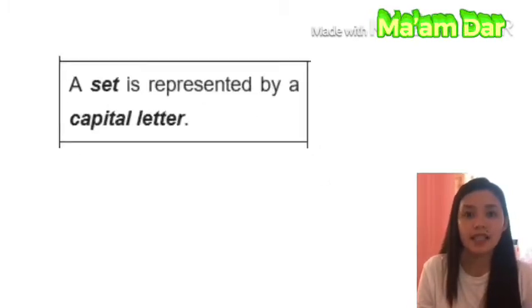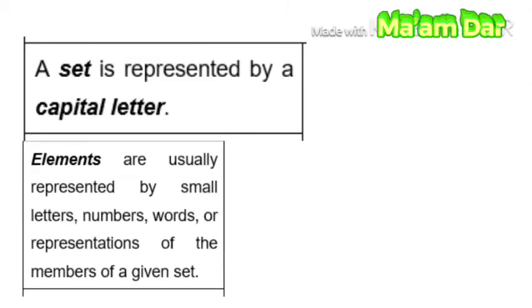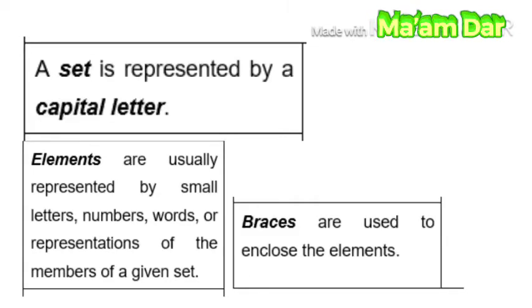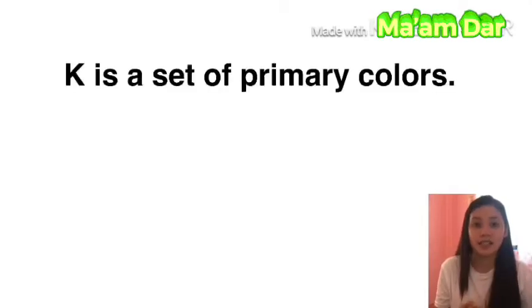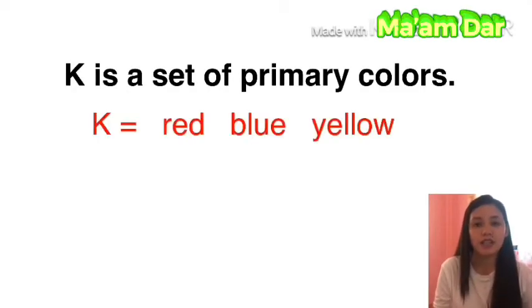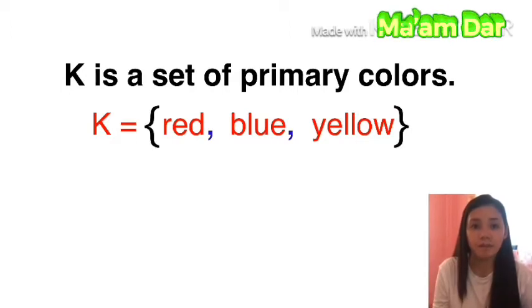How to write a name set? You have to remember, a set is represented by a capital letter. The elements can be represented by small letters, numbers, words, or any representations separated by commas. And braces are used to enclose the elements. So, ingon ani ang pagsulat sa sets. For example, K is the set of primary colors. You have K is equal to red, blue, and yellow. Separate it by comma and then enclose it with braces.